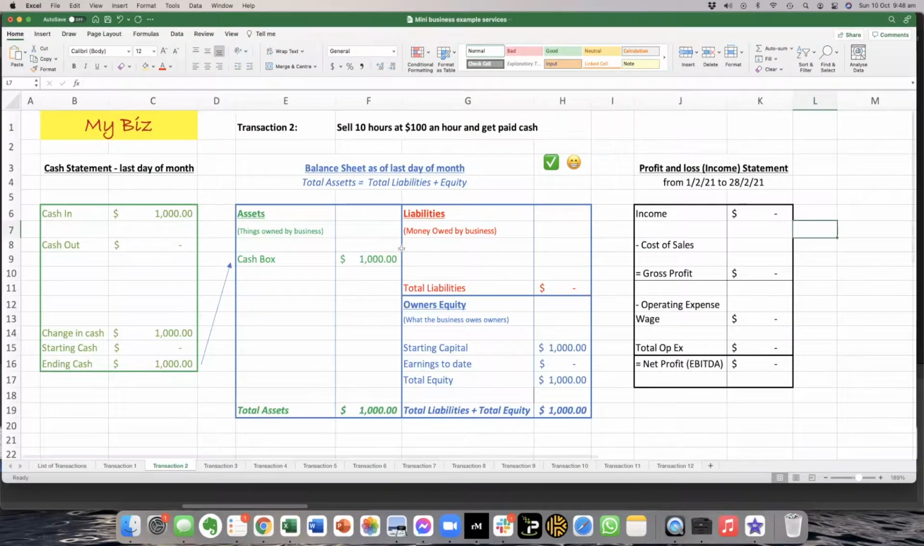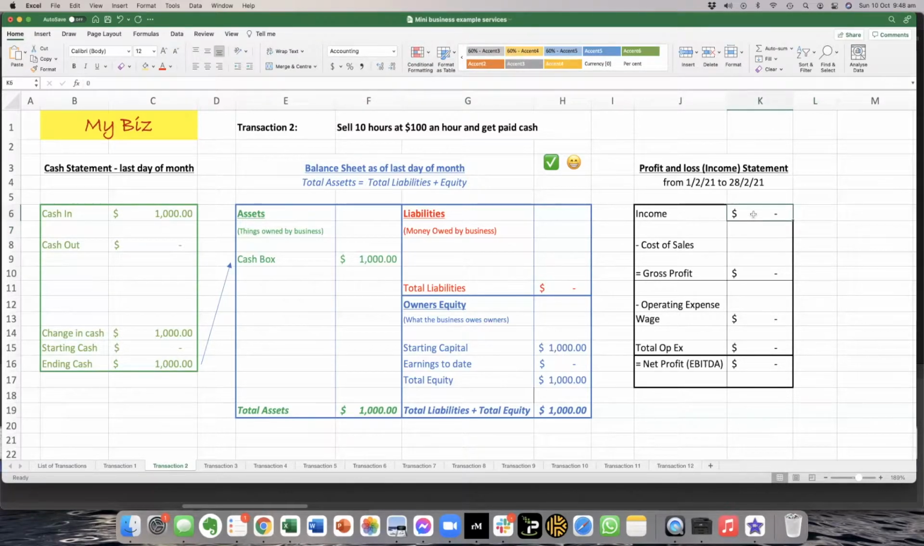Okay, so transaction 2, we've gone out and done some hustling, and we've managed to sell 10 hours of our service at $100 an hour. And we get paid cash. So how does that flow through our financial statements? First of all, we're going to go to the P&L. So we've written an invoice for this person.